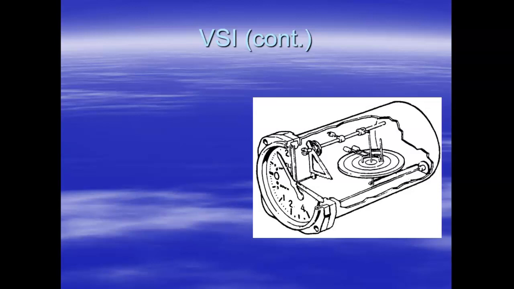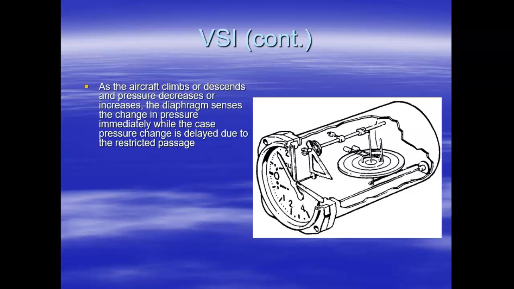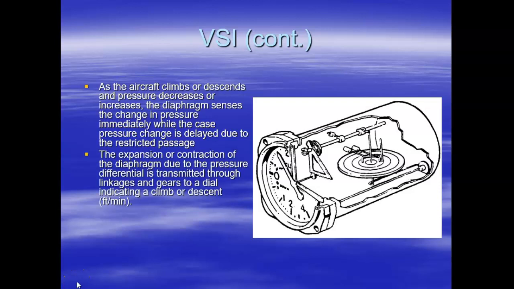Here's another look at the inside of the VSI. As the aircraft climbs or descends, the pressure decreases or increases, and the diaphragm senses the change in pressure immediately. But the casing does not sense the pressure change immediately because of the restricted passage. So the expansion or the contraction of the diaphragm is delayed due to the delay in the change of pressure inside of the casing. And that's transmitted through the linkages and gears to indicate either a climb or a descent.